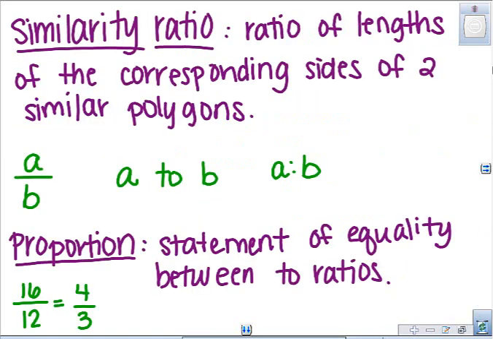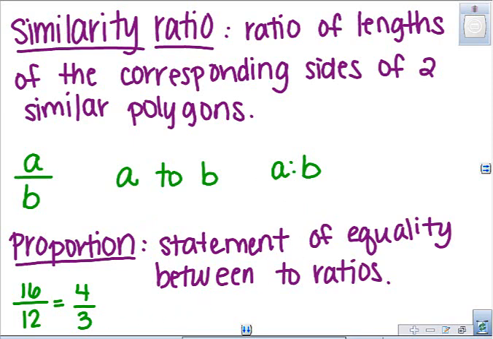You'll hear what's called the similarity ratio talked about, and that's a ratio of lengths of the corresponding sides of two similar polygons. So you get the sides that correspond to each other and figure out their ratio, and the ratio will be the same for all corresponding sides in those figures. That's what makes it similar, is that the sides are proportional. You can see these similarity ratios written as a fraction, like side A is to side B. It can be written like this, A and then the word to B, or even with a colon, A is to B. They're all read the same way, and they're all the similarity ratio.